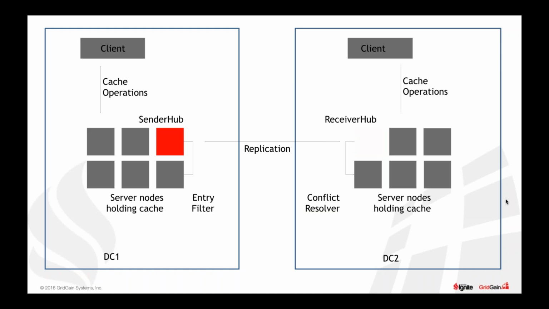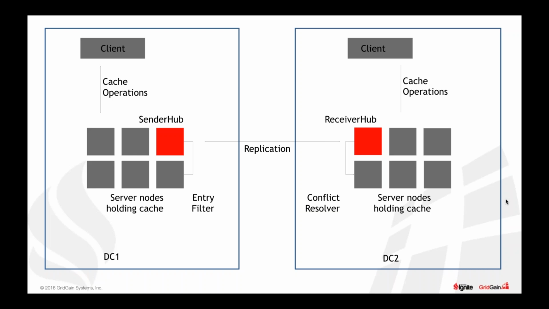You then have a receiver hub, which is the node that receives the update in the remote data center and routes them to the receiver cache. And in this particular example, data center 2, the gray boxes are the receiver cache. The receiver cache is the cache on the data node in the remote data center where the replication is set. It gets the updates from the receiver hub and applies them.